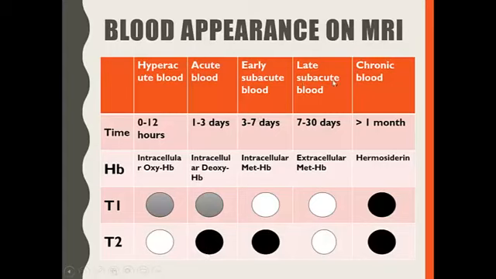In subacute blood, we divide it into early and late stages. Subacute blood is characterized by formation of methemoglobin. The difference between them is whether methemoglobin is inside the RBCs or outside after rupture of the RBCs. Methemoglobin itself will shorten the T1 time and become bright signal on T1, because it shortens the T1 relaxation time.